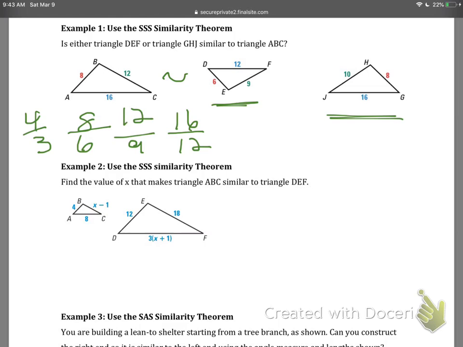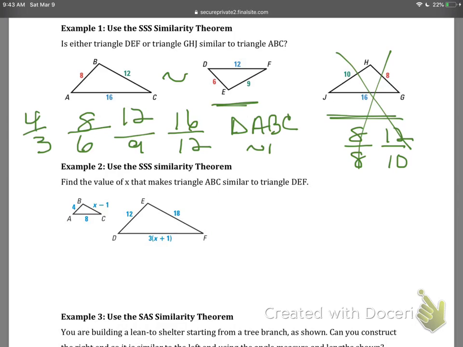If we test the other one, small is to small, 8 is to 8, medium is to medium, nope, not going to work right away. So this is a no, this is a yes. So we can say triangle ABC is similar to triangle DEF. Okay, so let's stop there for a sec. Okay, going on to the next example.